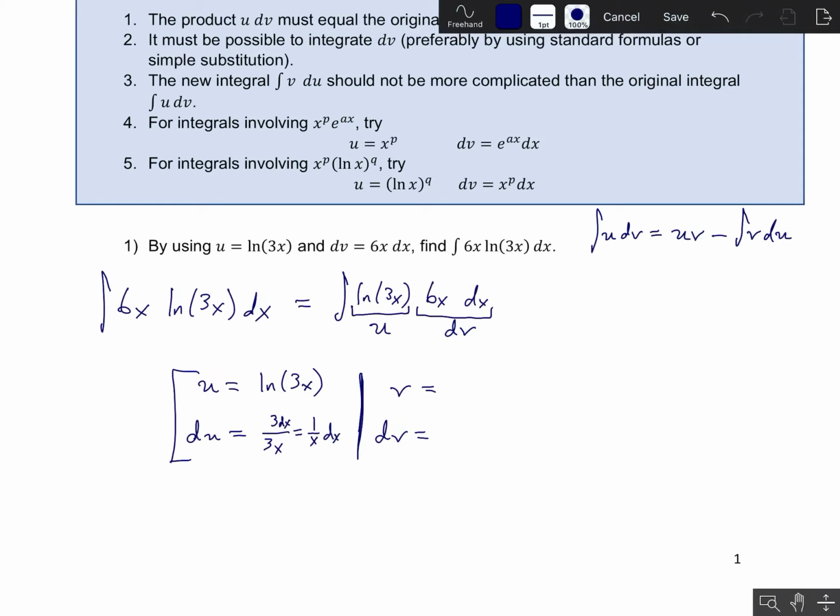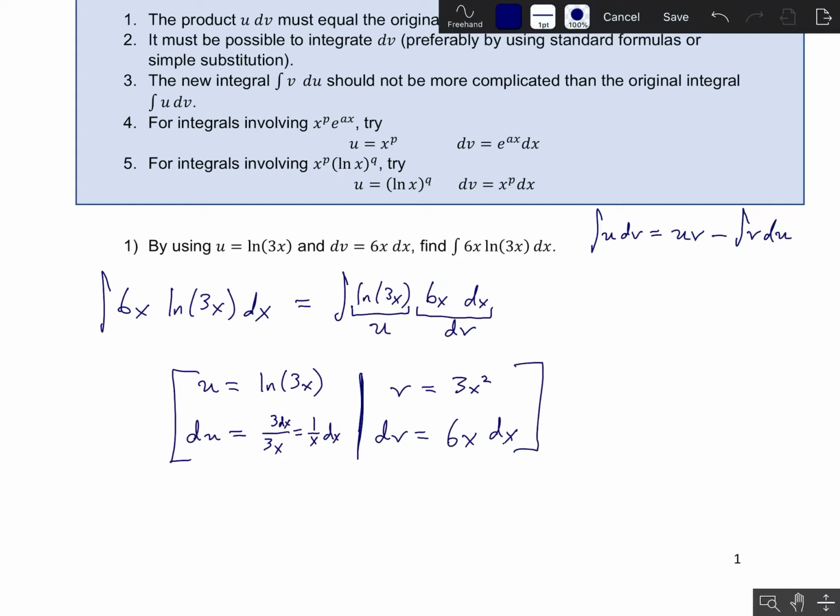And then similarly, here we started with dv, so we know that dv needs to be 6x dx. To get v, we would integrate this. So if I integrated 6x dx, then what I would get is a 3x squared, because I would add 1 to the power on that x, and then I would divide by the new power. In other words, divide that 6 by 2.